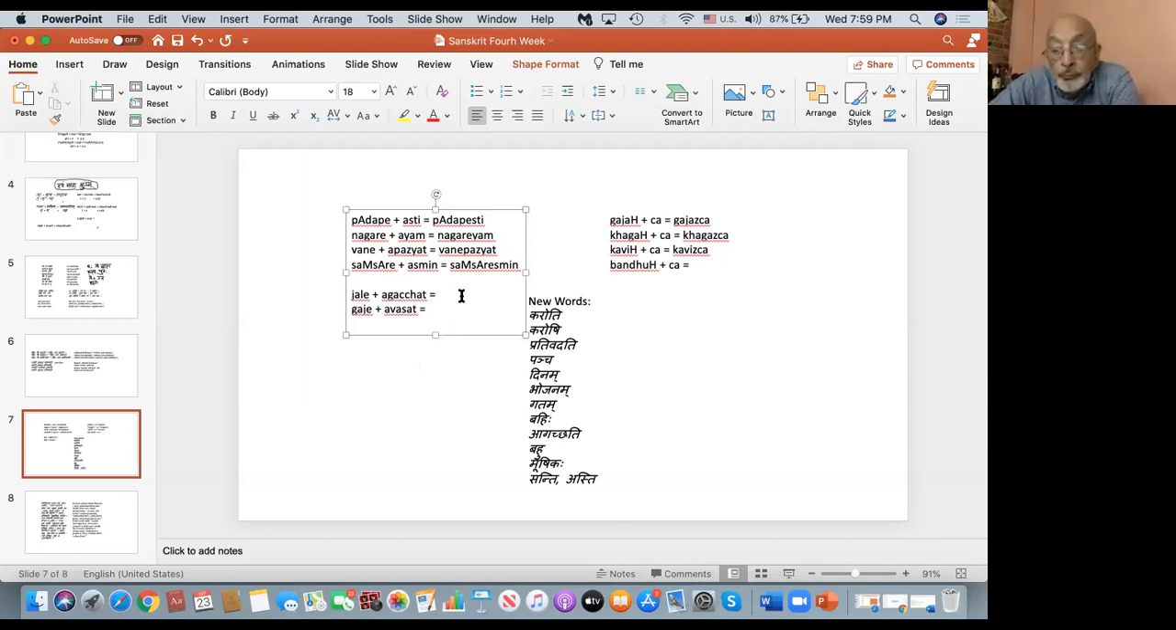Professor, with the case of padape and then asti, is there an avagraha instead of the a? Avagraha in the middle of the sentence? If it's padape and then asti, padapesti, would there be instances where there's avagraha instead of the a, or is that just a complete joining of the words?